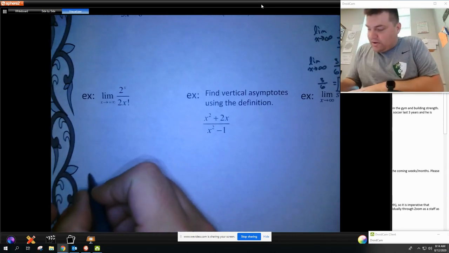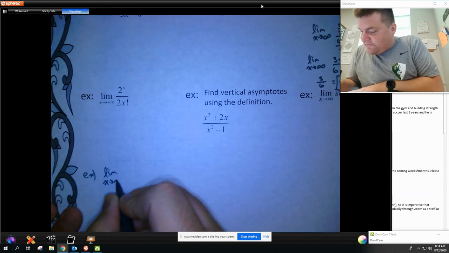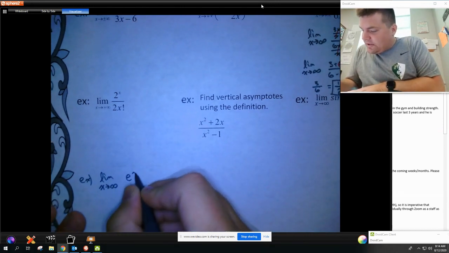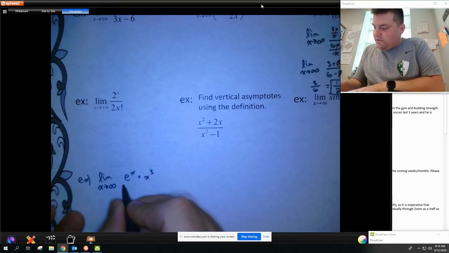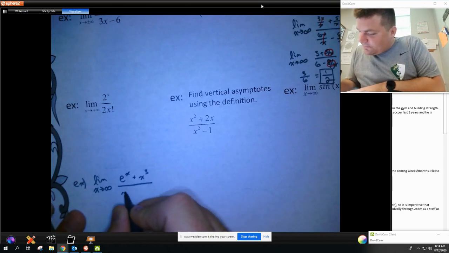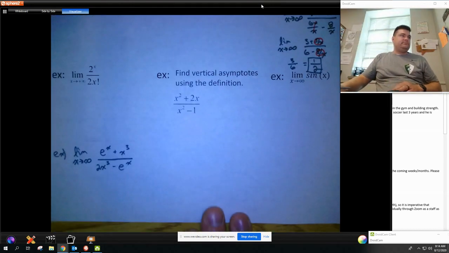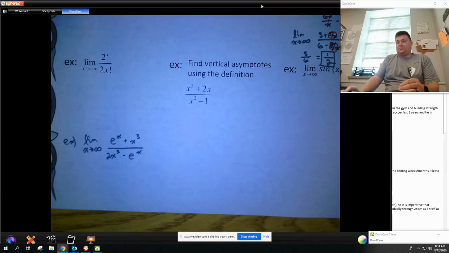So I'm just going to create an extra example. So let's say that we have the limit as x approaches infinity of e to the x plus x to the third all over 2x to the third minus e to the x. Okay? This is kind of where that Bobo Botten would give you an answer of something that's wrong.